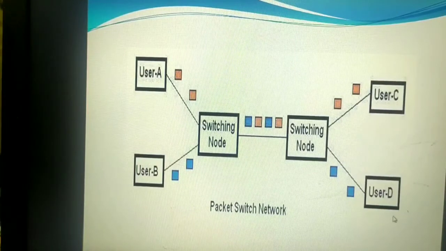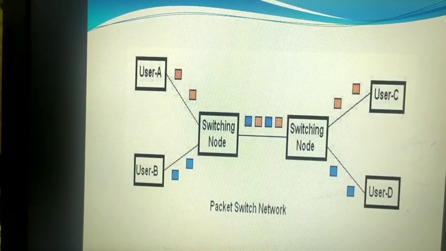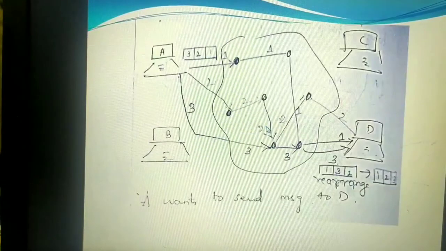Now, when these packets reach the nearest switching node, this switching node has almost 4 different packets with different sequence numbers, but 2 packets for the same destination. So, looking at the destination address, it will forward them to the next nearest node. Now these packets are quite independent. They don't fix any path to reach the destination, as in circuit switching.